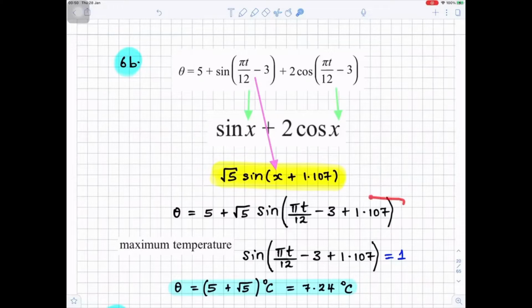When the sine equals 1, it is a maximum. And if all of that is equal to 1, you're left with 5 plus root 5 degrees Celsius, which is 7.24 degrees Celsius, because a sine graph looks like that, and the maximum is at 1. So that gives you the answer 7.24 degrees Celsius.